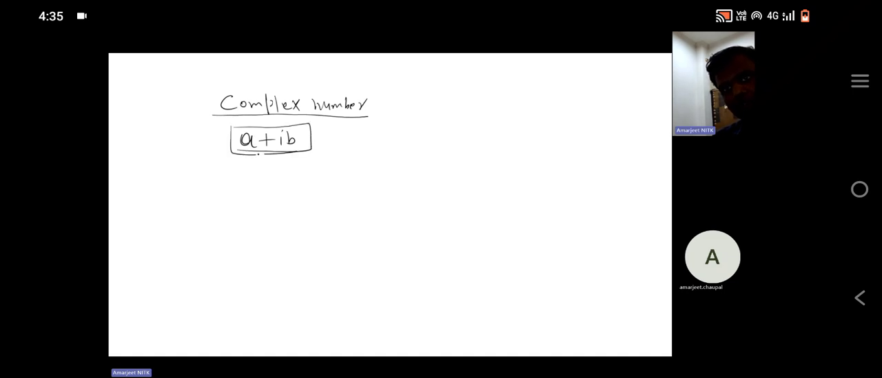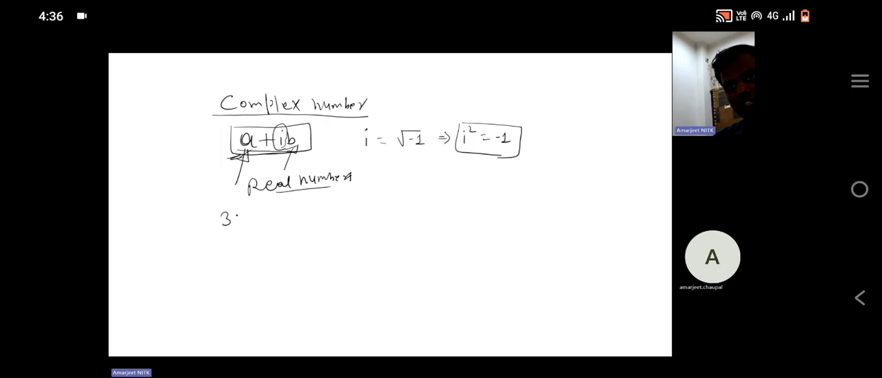Any number of this form is known as a complex number, where a and b both are real numbers. And iota means the value of iota is root over minus 1. That means iota square equals minus 1. So any number of this form is known as a complex number. Suppose 3 plus 2 iota. This is a complex number. This is the general form of a complex number.